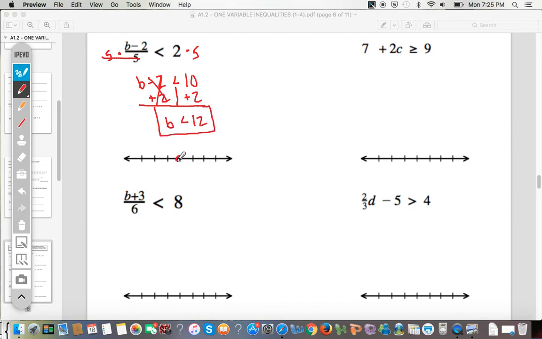Okay, so I'll make my circle. I'll put a 12 here. I'll go 14, and I'll go 10. Okay, so would 13 work? Is 13 less than 12? No, it's not. So we'll put an X up here. What about 11? Is 11 less than 12? It is. So I'll draw my line this way.